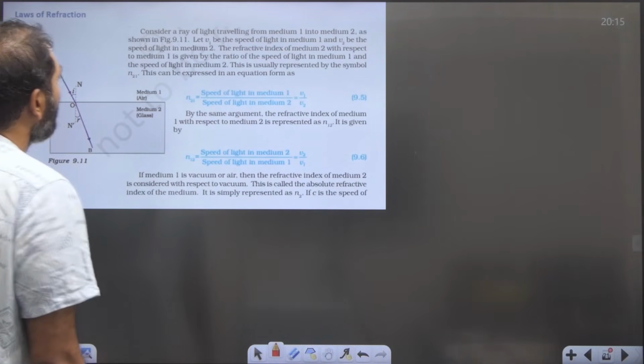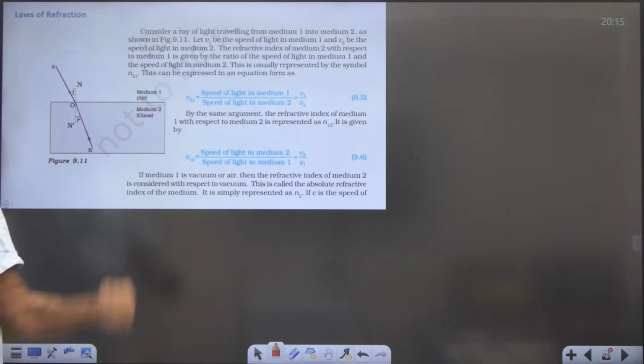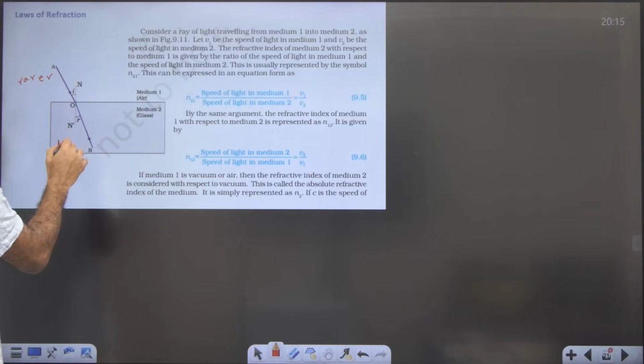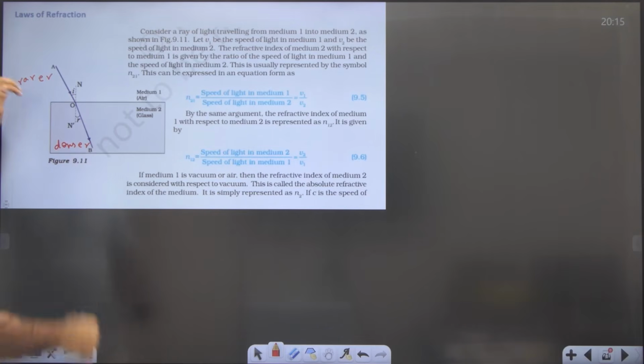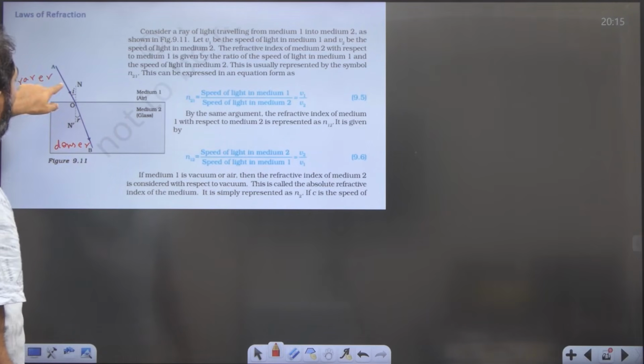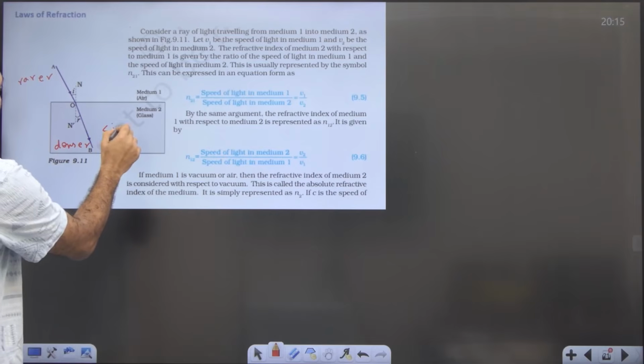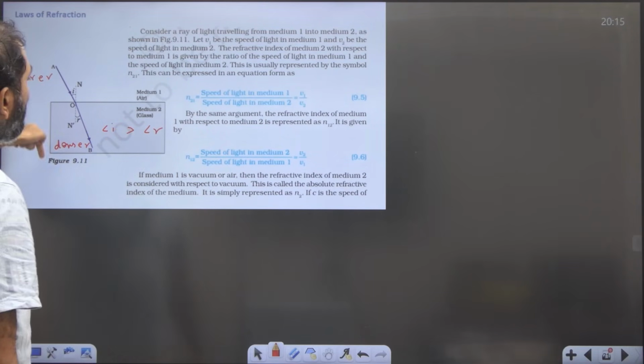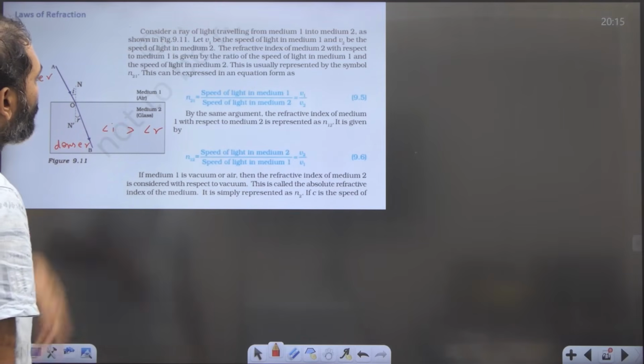Now, laws of refraction. See, light ray is traveling from rarer to denser. So, it bends towards the normal. Angle of incidence is greater than angle of refraction when a light ray travels from rarer to denser, medium 1 to medium 2.